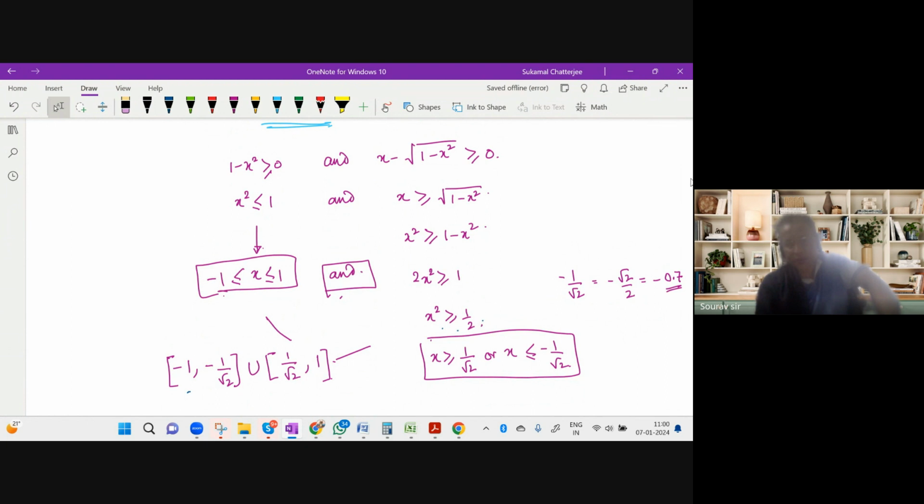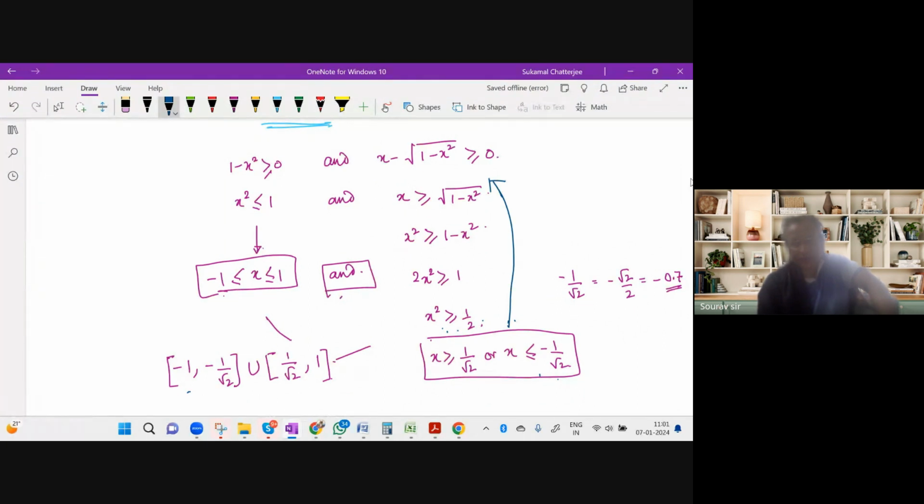This is 1, this is 0, and this is minus 1. Yeah, actually, this one is incorrect here. If I put it back in the original function, then any value which is less than minus 1 by root 2 will satisfy this one, but it is not going to satisfy this one. So if I put minus 1, this becomes minus 1, which is not correct.